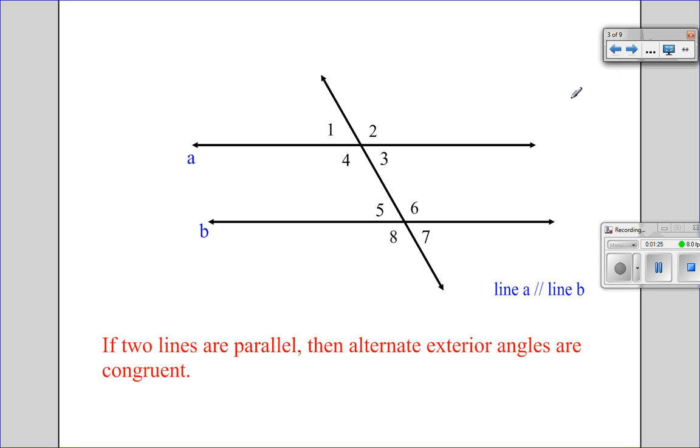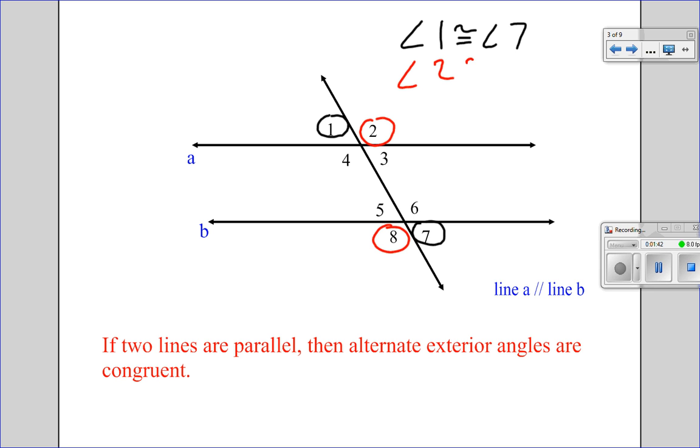Our third theorem states if two lines are parallel, so A and B, then alternate exterior angles are congruent. So angle 1 and angle 7 are alternate exterior, so angle 1 is congruent to angle 7. We also know that angle 2 and angle 8 are alternate exterior angles, so they are congruent as well.